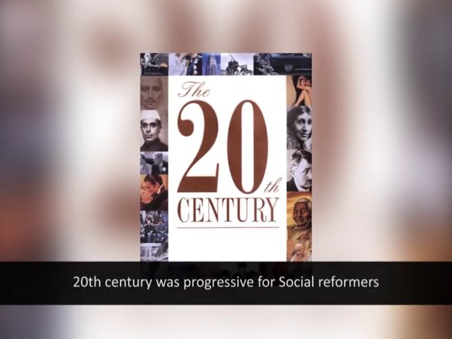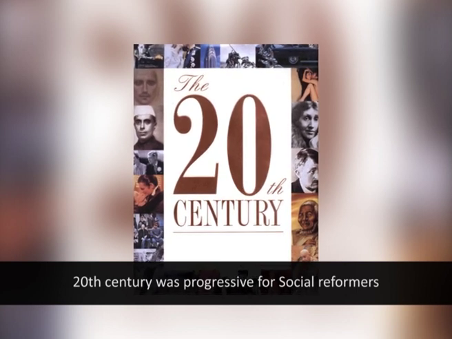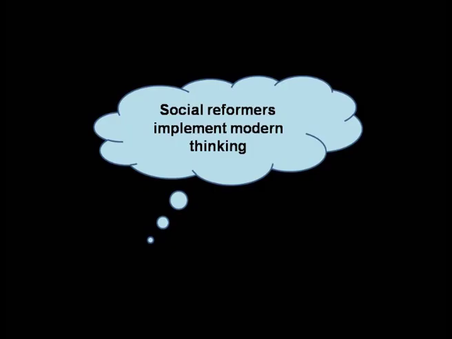Social reformers created magic in this world and made it a beautiful place to stay. Main challenges faced by the reformers: the 20th century was like a progressive movement for social reformers. Supporters of this movement were an established political party. Social reformers tried to improve social conditions by implementing modern thinking for the progress of the society.